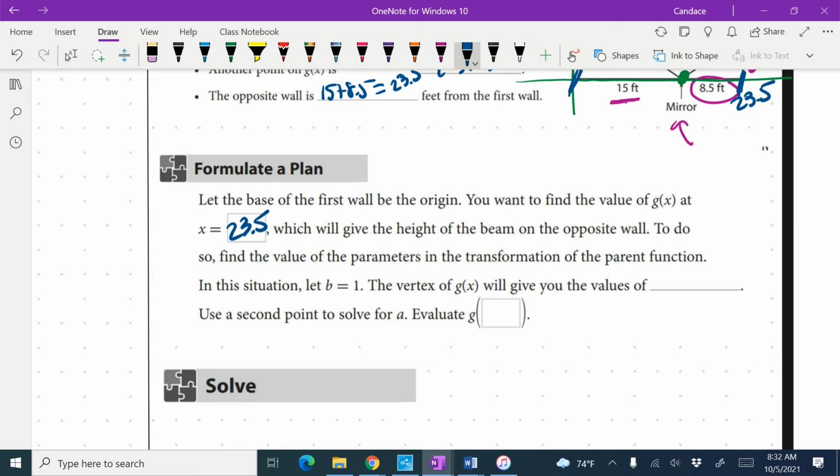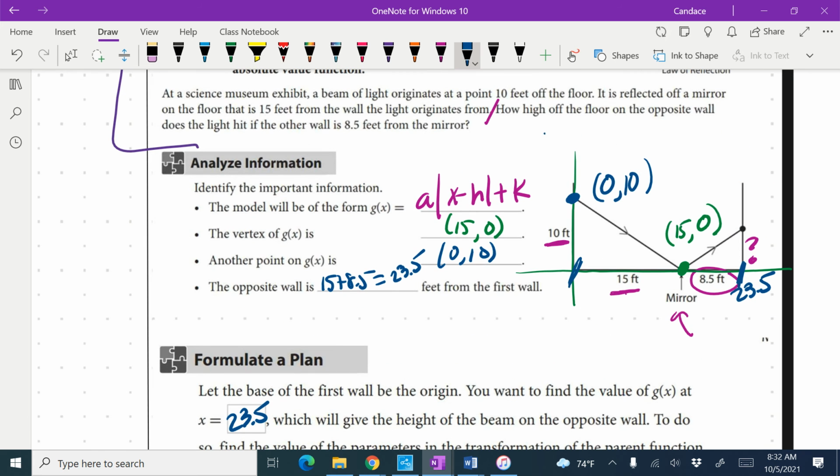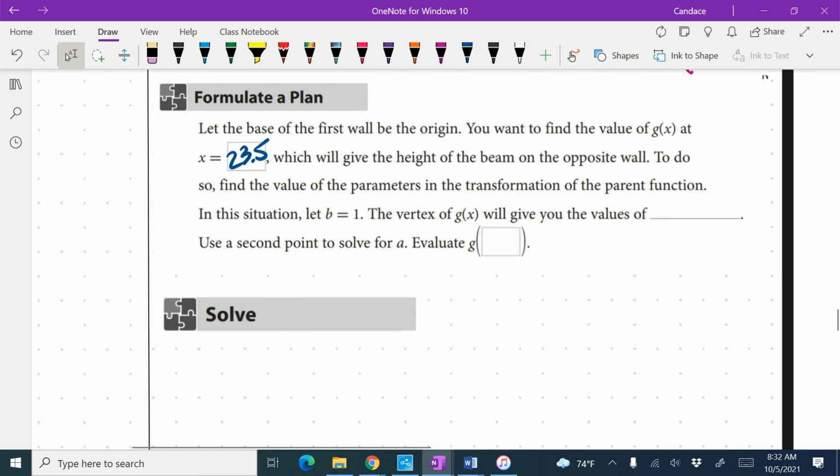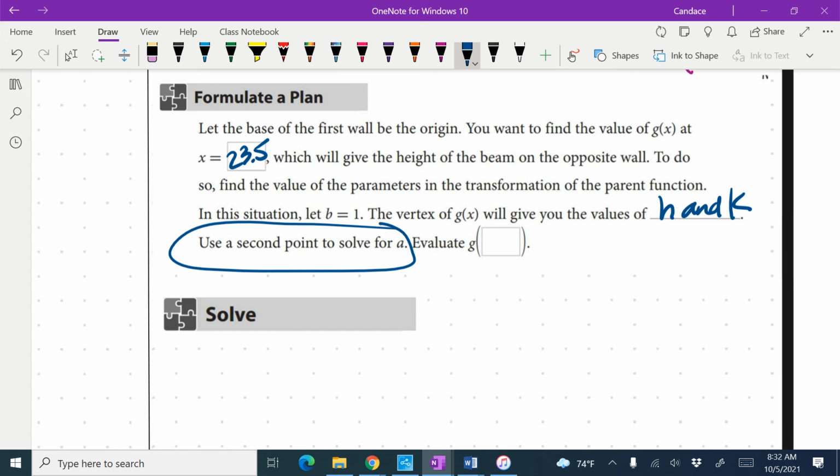To do so, find the value of the parameters in the transformation of the parent function. In this situation, let b equal 1. The vertex of g of x will give you the values of, so vertex gives us which values in our formula here? Good, h and k. Use a second point to solve for a. So that's the part that we're going to practice right now. I didn't show it to you this way when we were doing our little graphing and writing the equation. Evaluate g, and then we're going to plug in the 23.5. So those of us that like the analytic or algebraic piece, you'll probably like this part better.